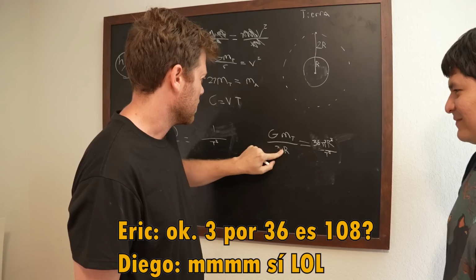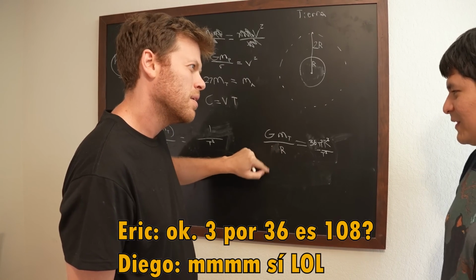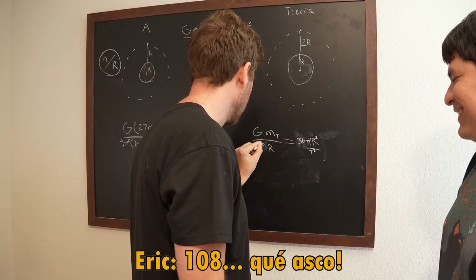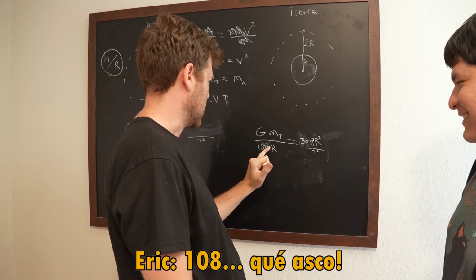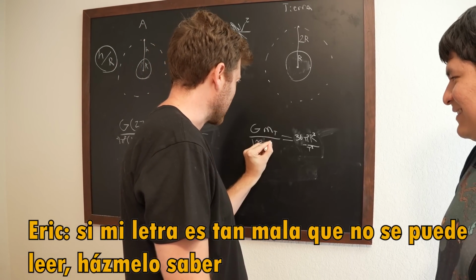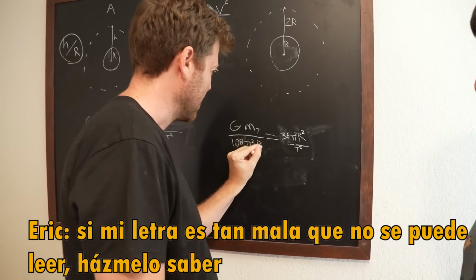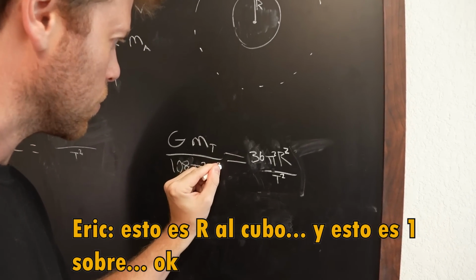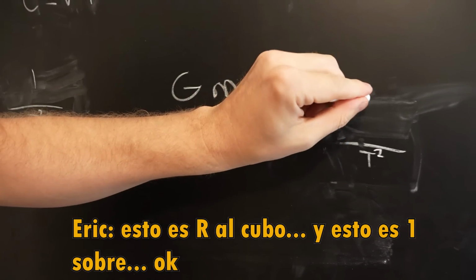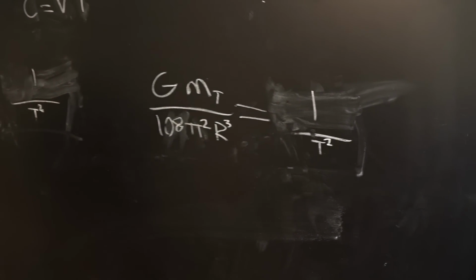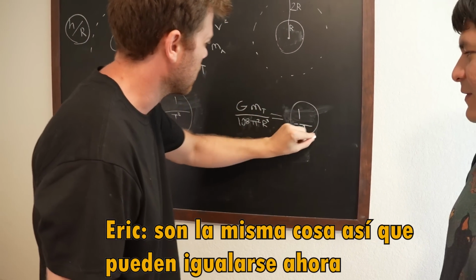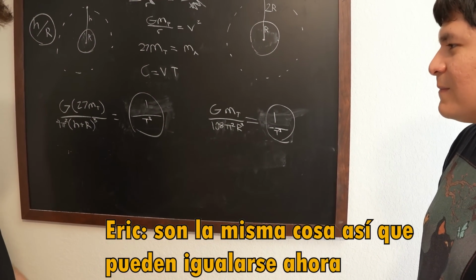Okay. 3 times 36, 108. Yikes. Let me know if it is so bad it cannot be read. And this is R al cubo. And this is 1 over. Okay. Alright. Good, we have 2 equations that can relate to each other. Same thing. So they can come together now.